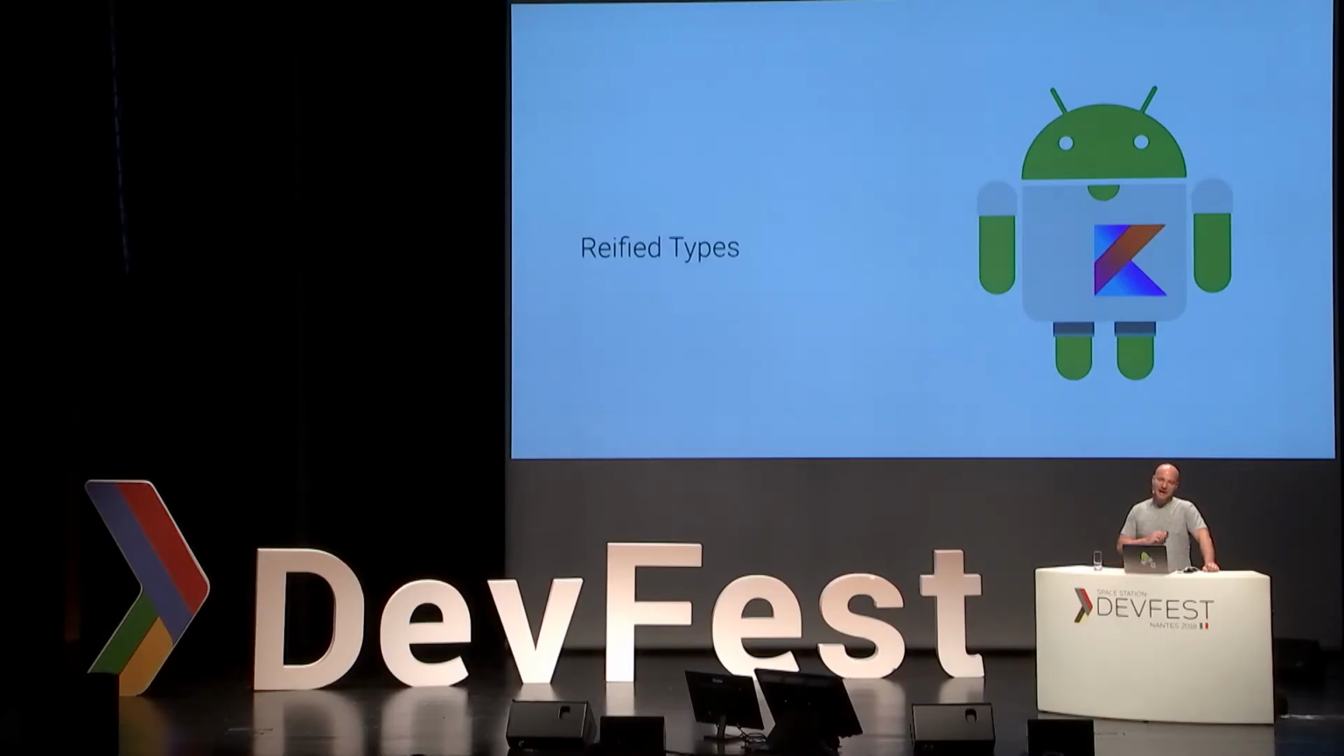Now we're going to cover another powerful feature of Kotlin that we can apply everywhere in our code base: reified types. So reified just means real. And we can think about these as real types, and we'll see why in a minute.